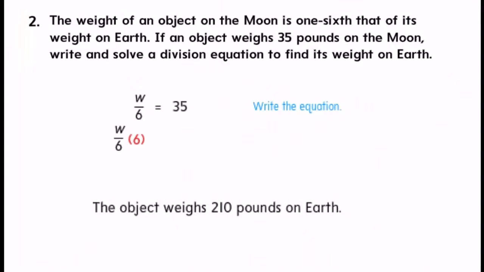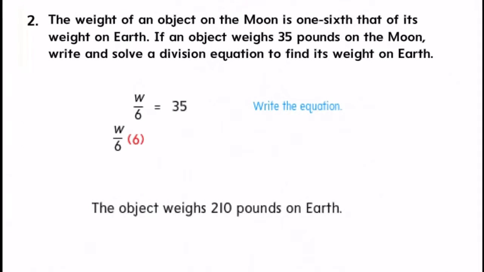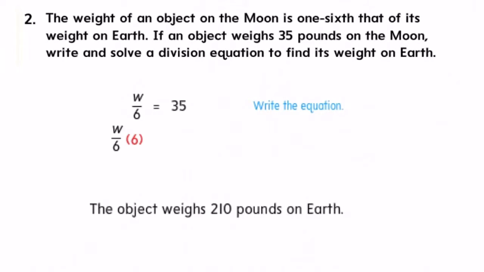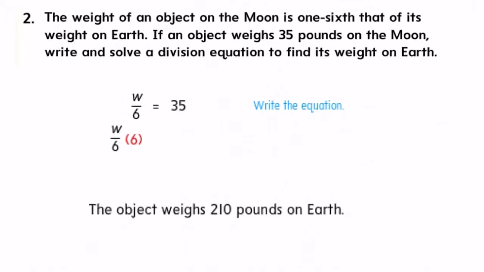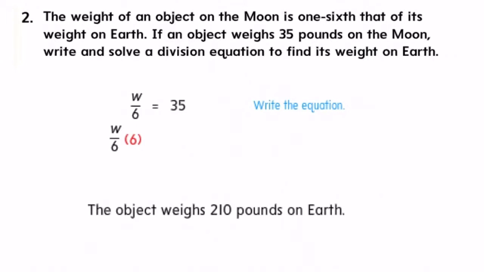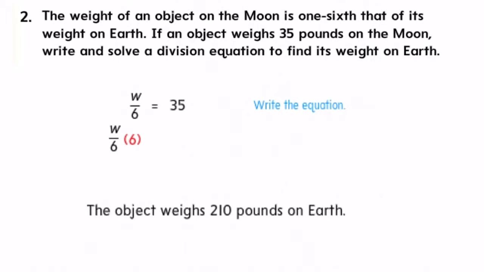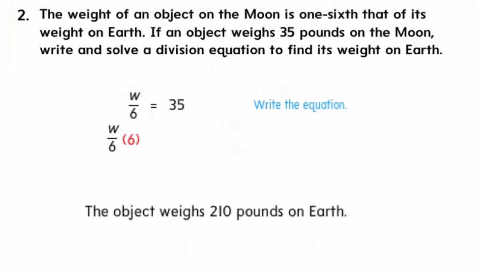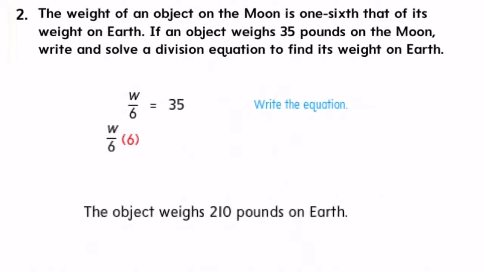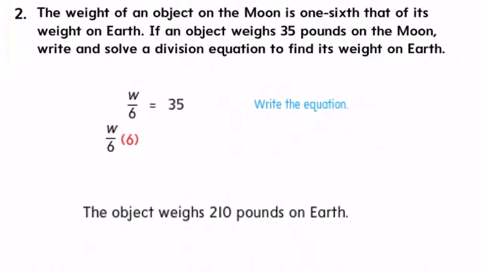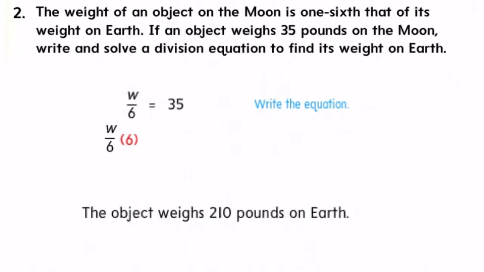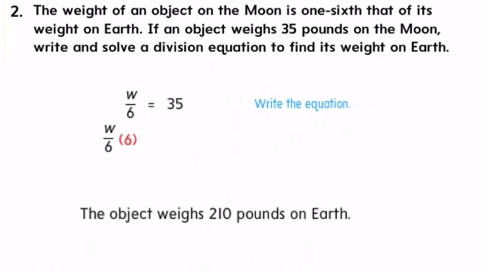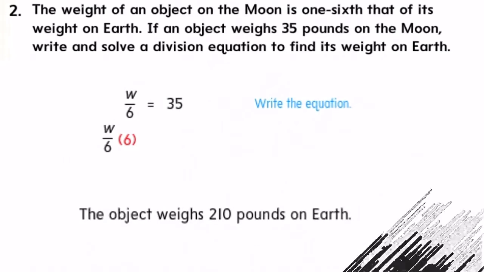Let's look at some division. In order to get rid of that 6 and keep your variable isolated, you would have to do the opposite of division, which is multiplication. And in this particular word problem, we're talking about the weight of an object on the moon as compared to the earth. So if you need to, make sure you pause and take some time to read it. So if we multiply, it cancels out that 6, but you have to do the same to the right side. And when you do, if you do 35 times 6, you end up with 210 pounds.